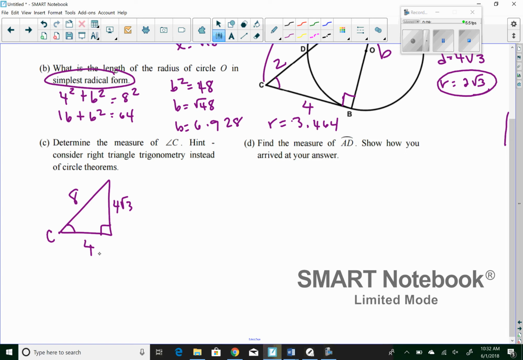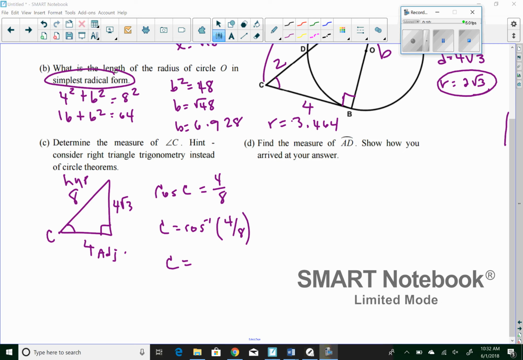I could just use the fact that this is adjacent and this is hypotenuse to use cosine of C. Cosine of C is equal to 4 over 8. So now we can say C is equal to the inverse cosine, or the arc cosine, of 4 over 8. Or angle C is equal to whatever that comes out to be. Once you type that in the calculator, you get an angle here of 60 degrees. So now that we know that the angle is 60 degrees, we can do some more geometry here. It says to find the measure of AD, show how you arrived at your answer.